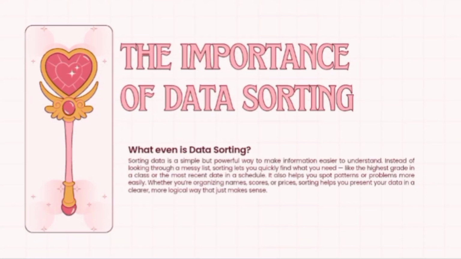The importance of data sorting. What even is data sorting? Sorting data is a simple but powerful way to make information easier to understand instead of looking through a messy list. Sorting lets you quickly find what you need, like the highest grade in a class or the most recent date in a schedule. It also helps you spot patterns or problems more easily. So if you're organizing names, dates, or scores, you can use Excel spreadsheets to easily sort your data.